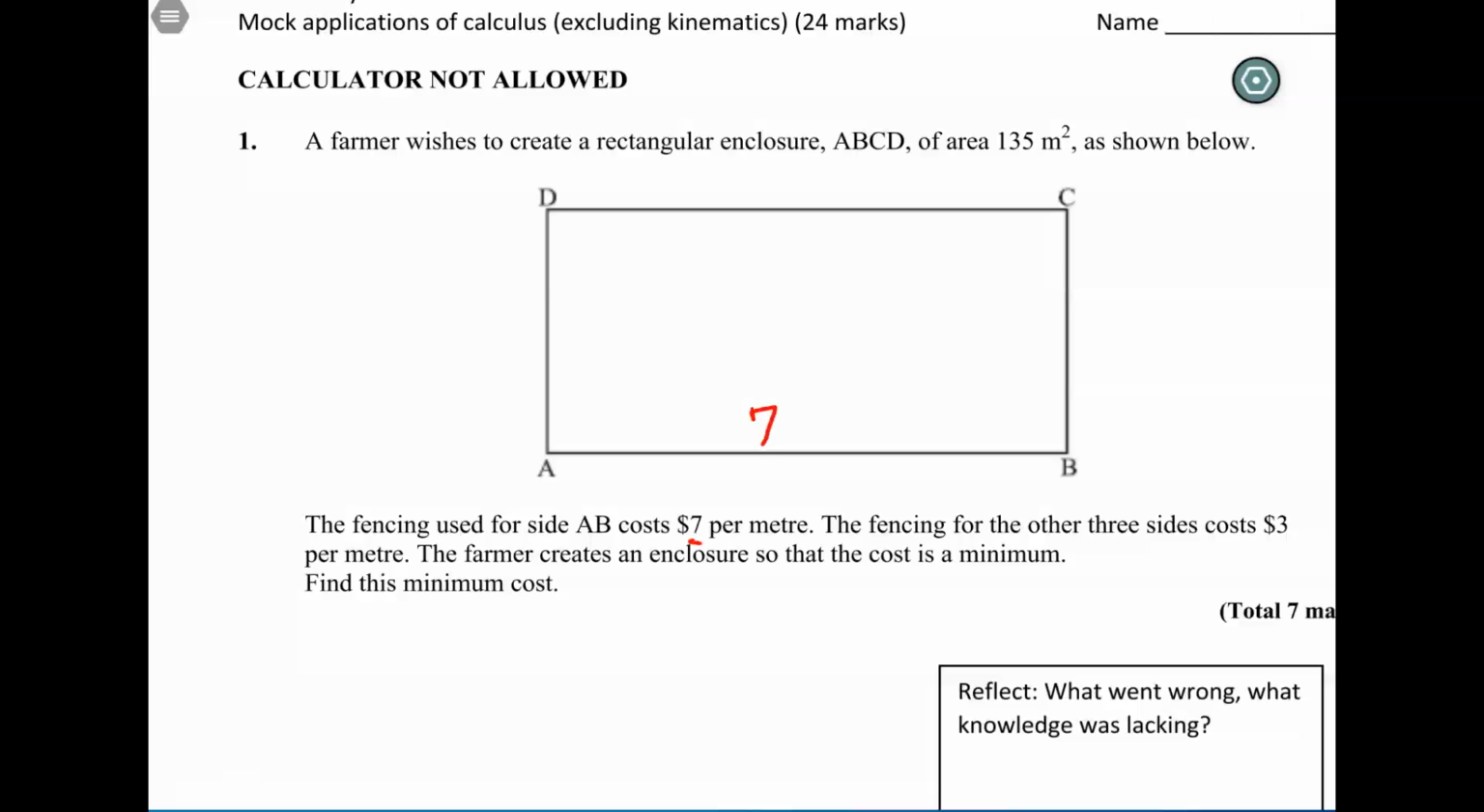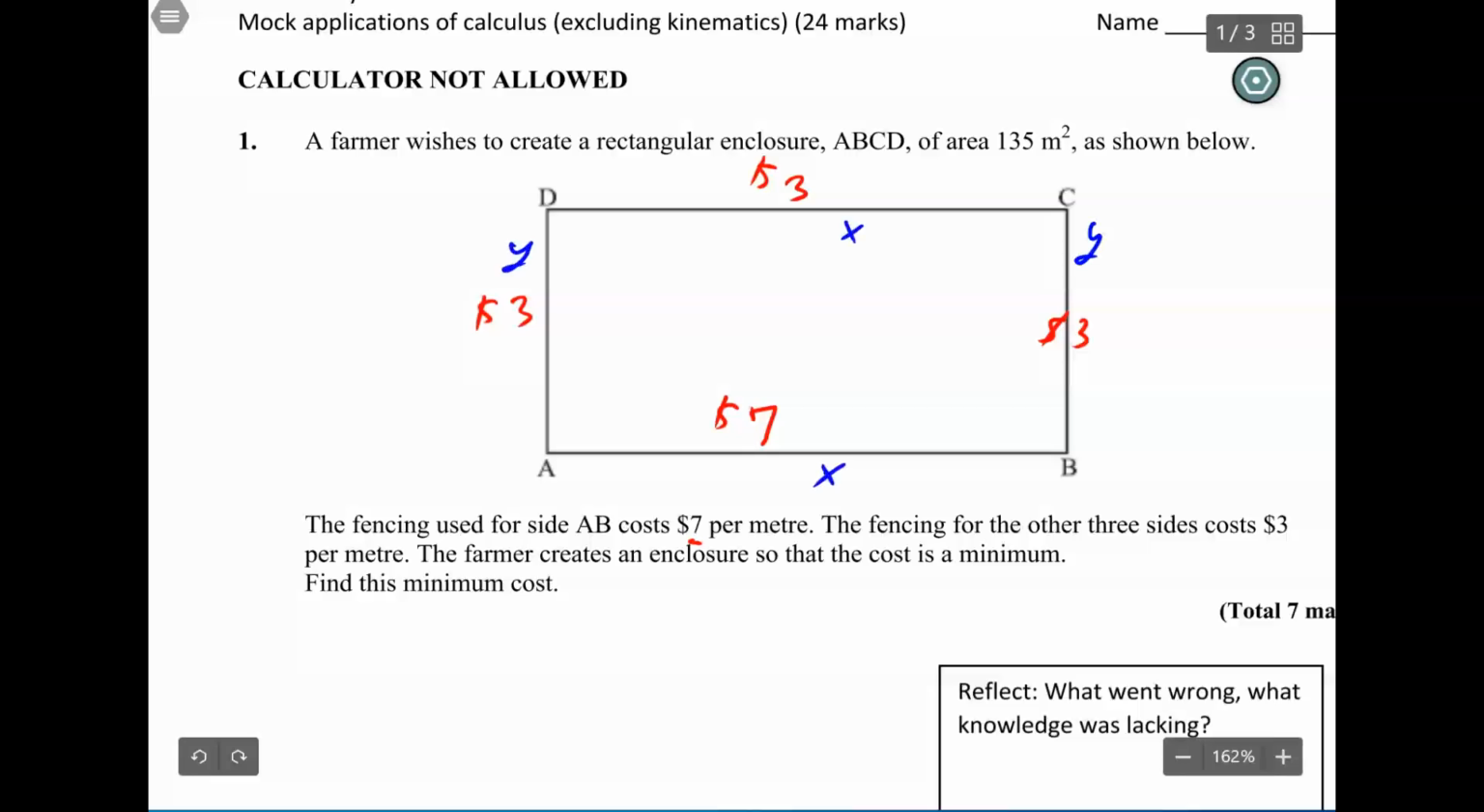So it's 7 if it's AB, and the other ones are all 3 each. Okay, so this is the cost, so I'm going to put dollars next to it. And then we are going to figure out the length of each side to make the cost a minimum. So let's call the width x, and we'll call the length y. I don't know which would be the length and which would be the width, but it doesn't matter.